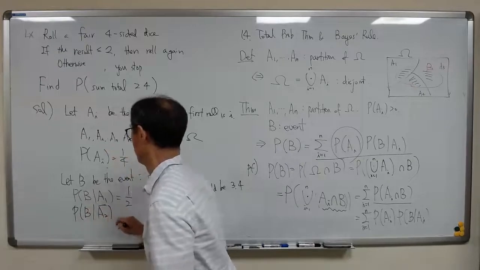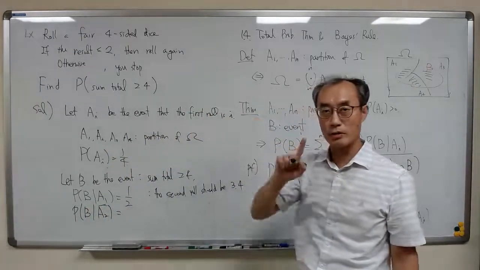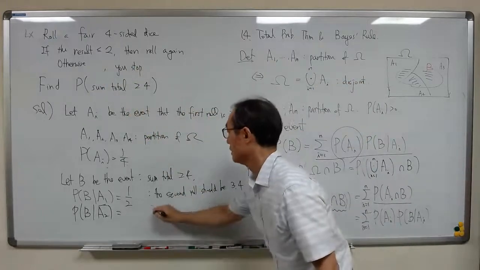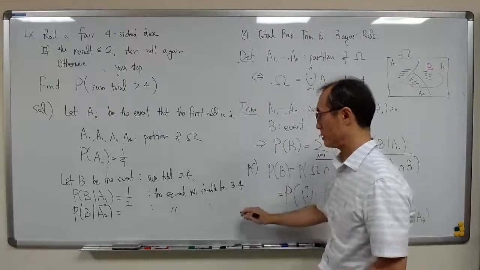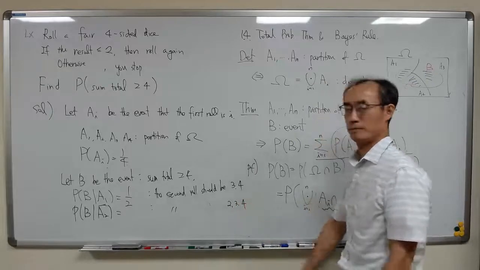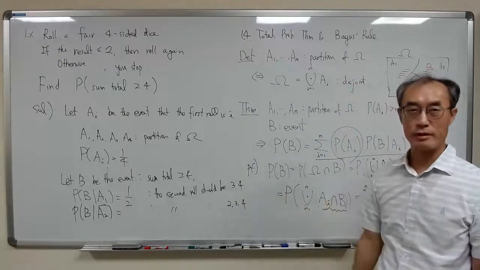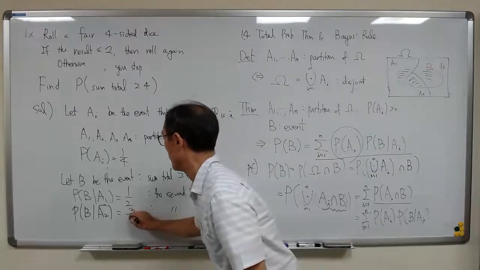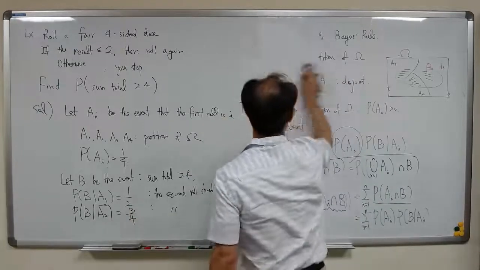Okay? So the probability is 2 out of 4, which is 1/2. And the probability of B given A2. So the result of the first roll is now number 2. If that's the case, we're going to roll it again. Then the second roll should be what? It's going to be either 2, 3, or 4. Then the total sum is going to be greater than or equal to 4. So it's going to be 3/4.